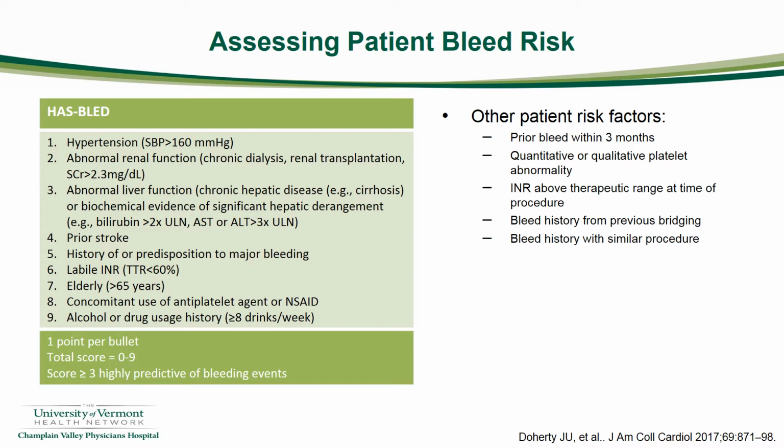There's also some other specific risk factors that we can think about in the perioperative setting, in addition to the HAS-BLED score, when we look at the overall assessment of patient bleed risk. Things like prior bleed within 3 months, quantitative or qualitative platelet abnormality, INR above therapeutic range at the time of procedure, a patient who has a bleed history from previous bridging attempts or a bleed history with similar procedure in the past. We will take those risk factors into consideration in addition to the HAS-BLED score to get an overall general assessment of the patient's bleeding risk.